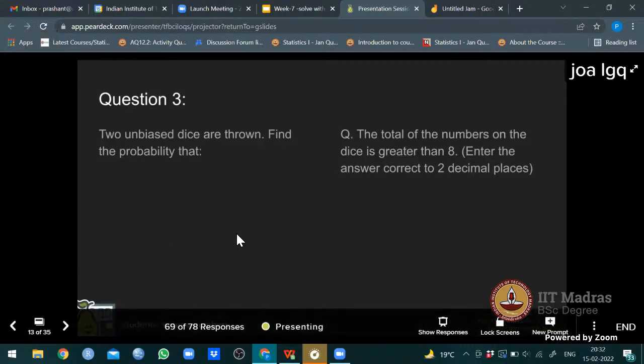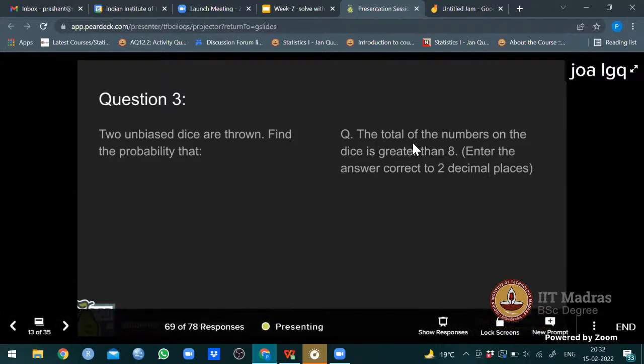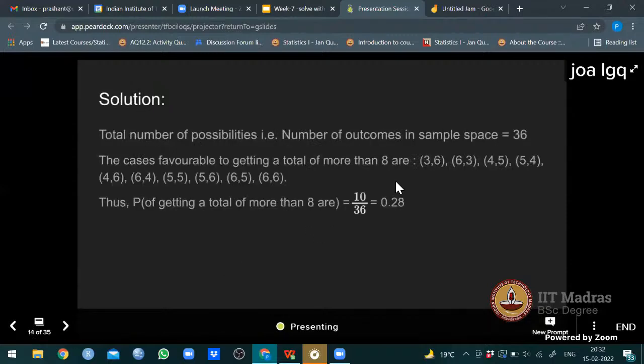See, the question is: 2 unbiased dice are thrown, and you have to consider that the total of the numbers on the dice is greater than 8, so 9 or above. Your sample space is 36. More than 8 will be 3,6, 6,3, 4,5, 5,4, 4,6, 6,4, 5,5, 5,6, 6,5, and 6,6, because 12 is the maximum. So your favorable cases are 10 divided by 36. So the correct answer will be 0.28.